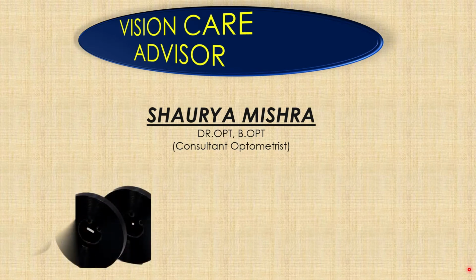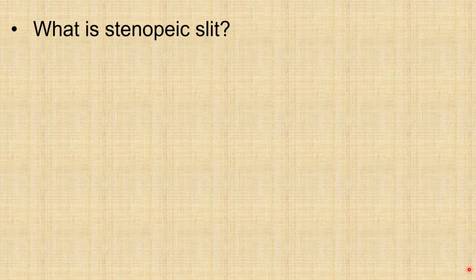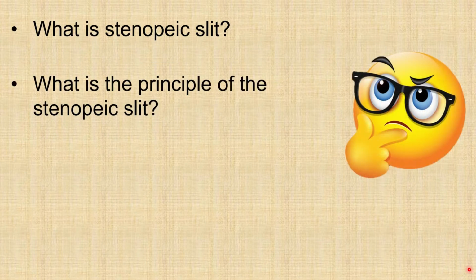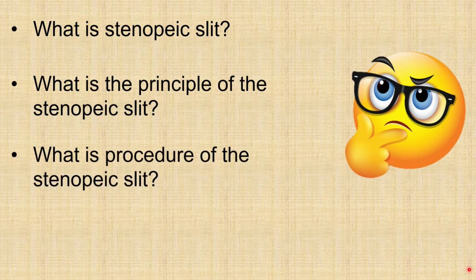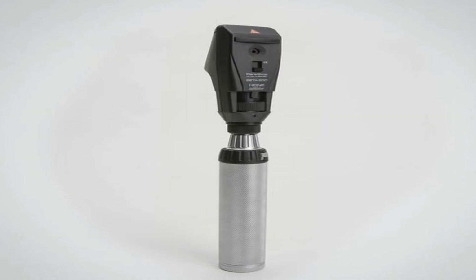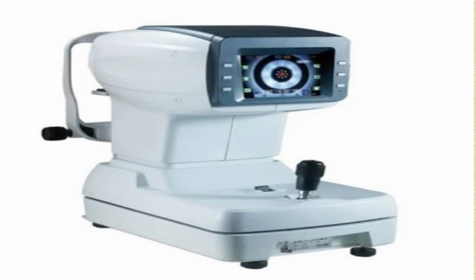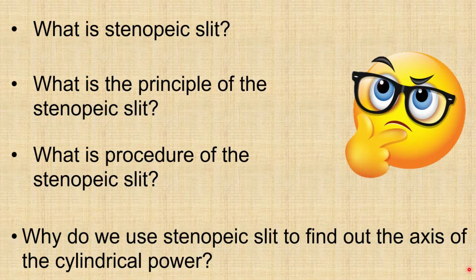Friends, today we will discuss the uses of stenopic slit. In this video, we will discuss what is stenopic slit, what is the principle of stenopic slit, what is the procedure of the stenopic slit, and why do we use stenopic slit to find out the axis of the cylindrical power, whether we have better techniques to refine the axis of the astigmatism like retinoscopy, Jackson cross cylinder, and also the autorefractometer. So let's get started to understand the technique of the stenopic slit.